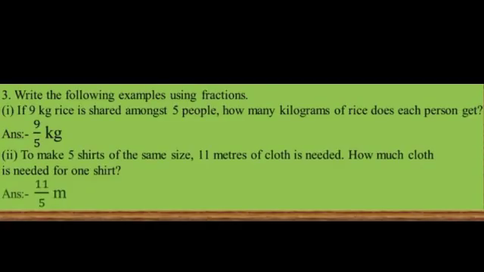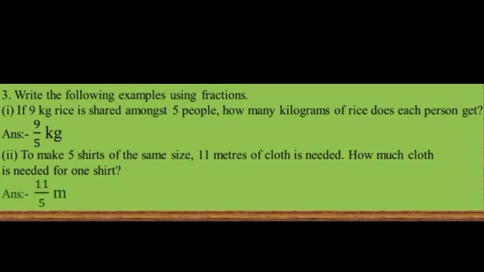Children, now see the next question. Question number 3. Write the following examples using fraction. If 9 kg rice is shared among 5 people, how many kilograms of rice does each person get? 9 kg of rice divided by 5. Okay, why? Because we have to share among 5 people. So the answer is 9 upon 5.